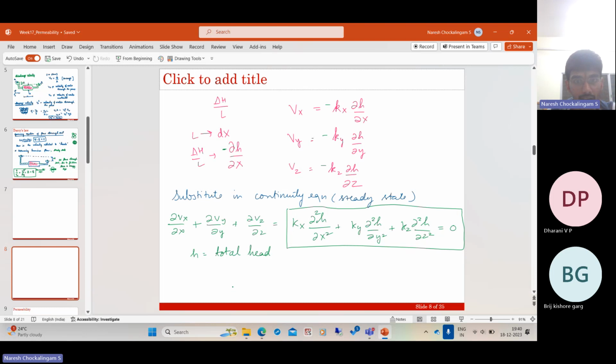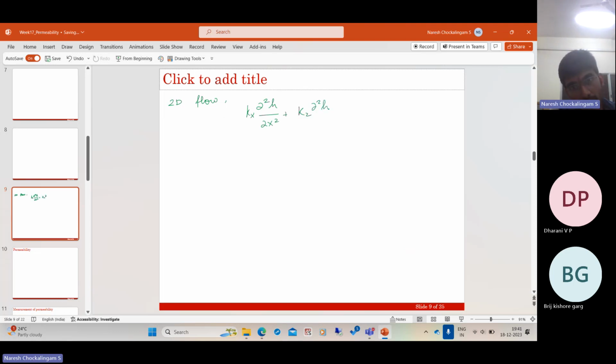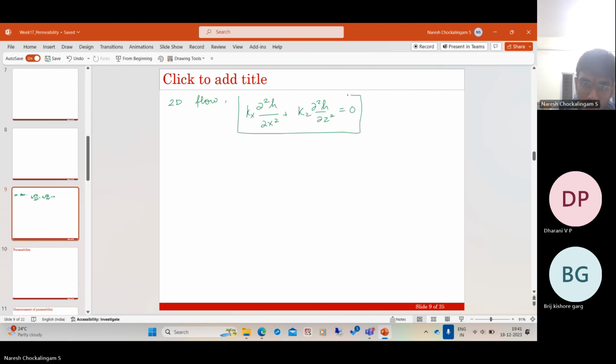Now, so this is the governing equation. Now coming to the case of 2D flow. If we have 2D flow, we have Kx dou square H by dou X square plus Kz dou square H by dou Z square equal to 0. This is important. Now here is the interesting thing.